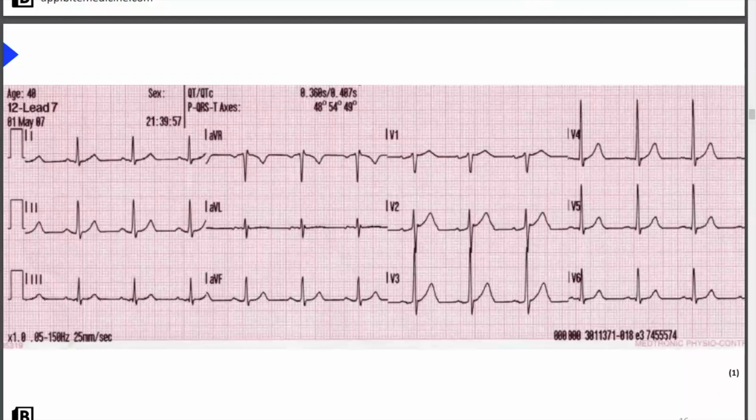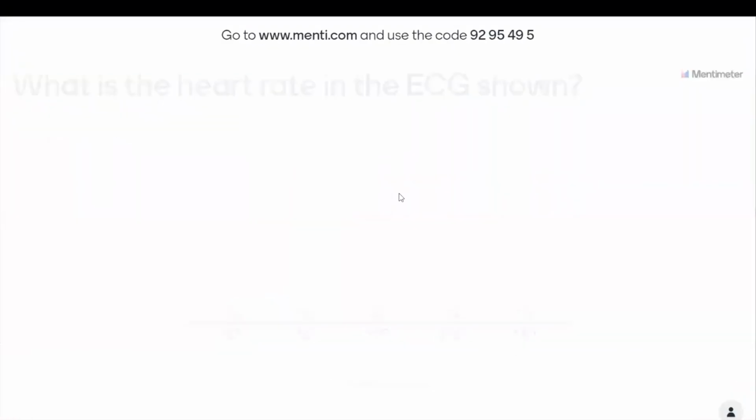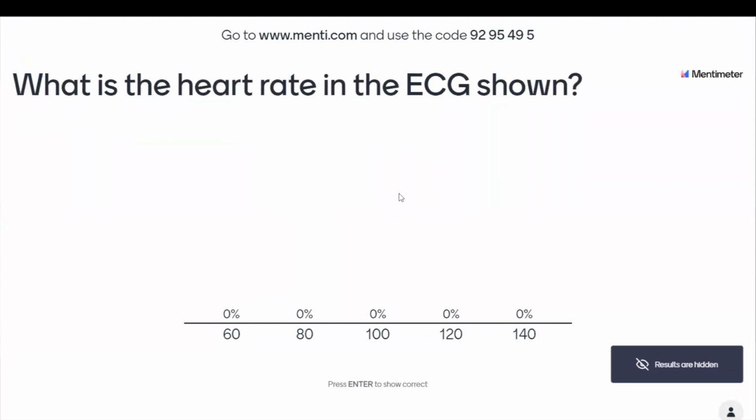So I hope you've all had a chance to calculate the rate. Can you guys see Menti now? Has it switched over? Yes, it has. Okay, nice.